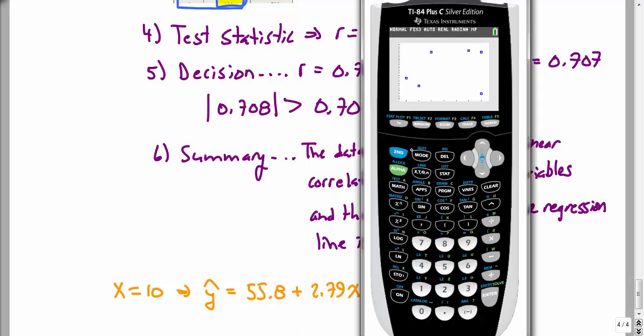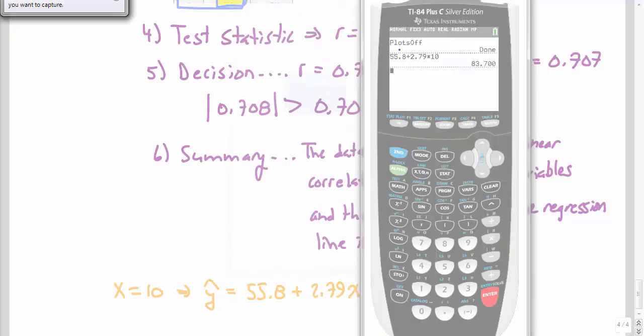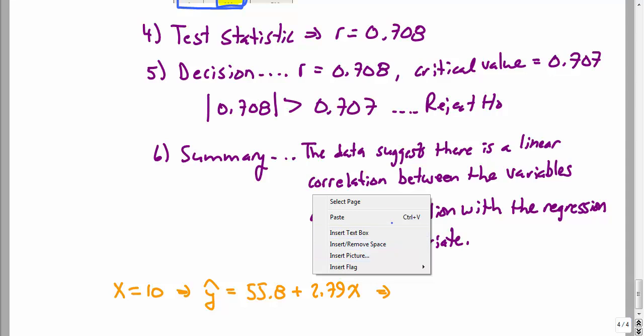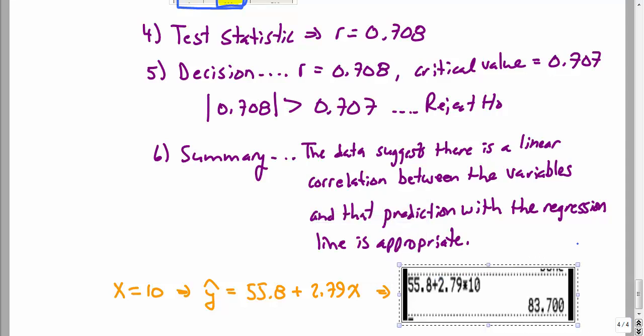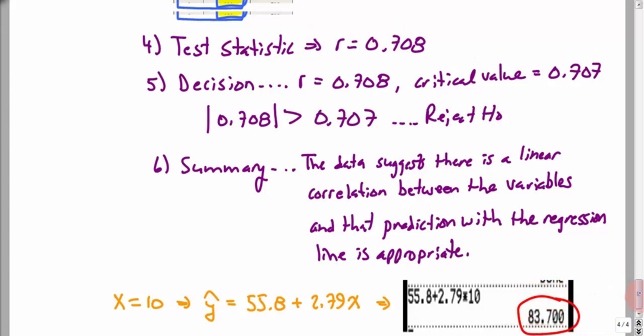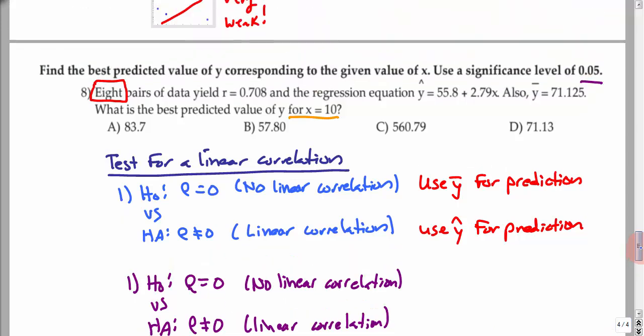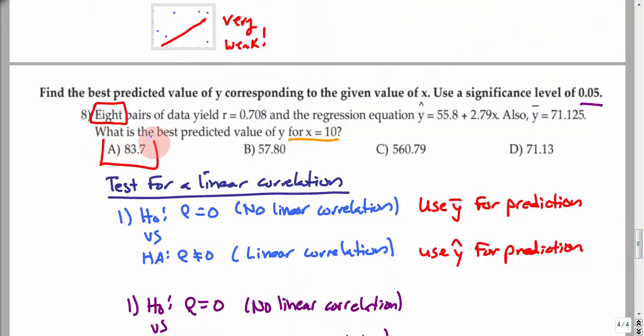So again, I'll have 55.8 plus 2.79 times x equals 10. So I get 83.7 for my prediction. And that's my answer then. So if x is 10, I would predict that my y value then would be 83.7.